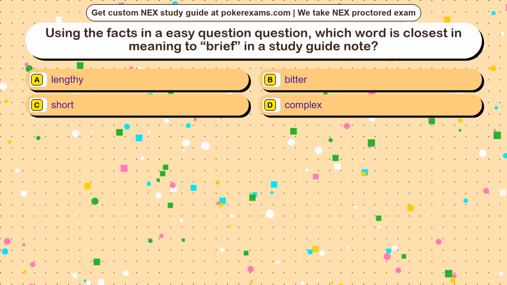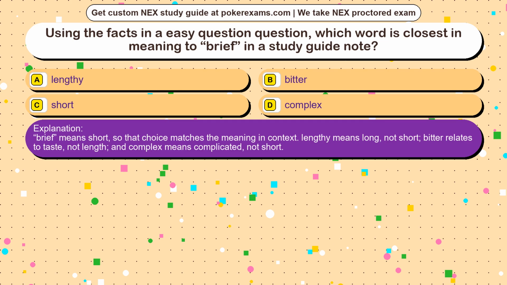The correct answer is option. Brief means short, so that choice matches the meaning in context. Lengthy means long, not short. Bitter relates to taste, not length. And complex means complicated, not short.